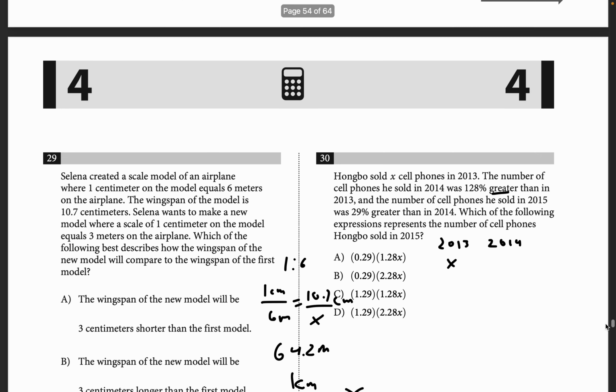So that means this is going to be 1 plus 1.28, because move the decimal twice, that's 2.28, and we'll say x times the number of cell phones. And then 2015, it's 29% greater than this value, which means it's going to be 1.29 of this value. Anytime this is "of," we multiply these two. That's going to be your answer. So that is choice D.